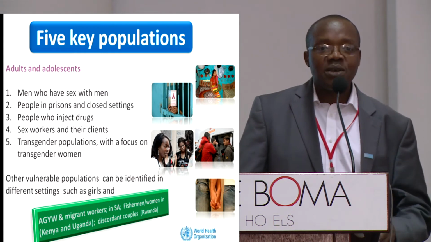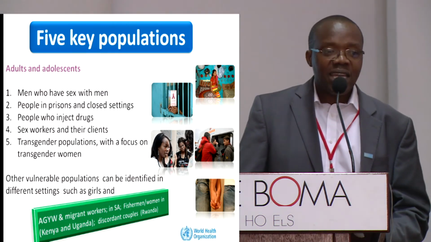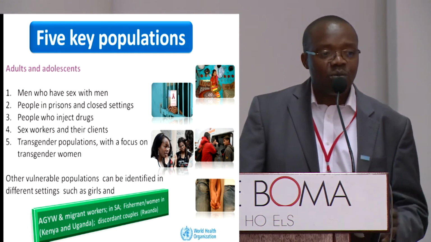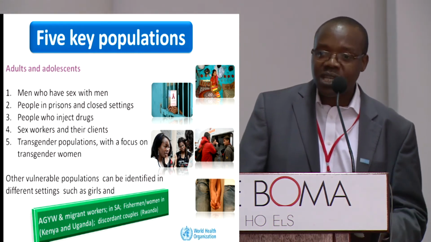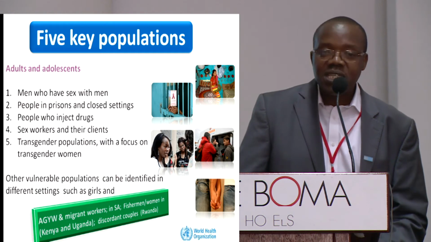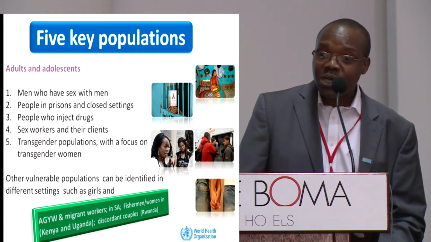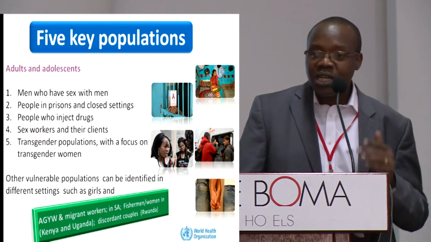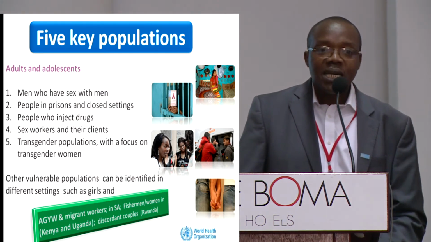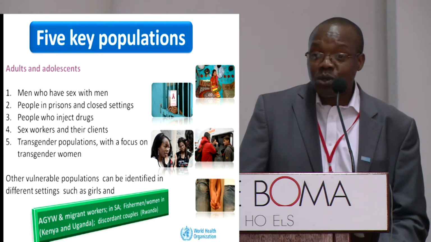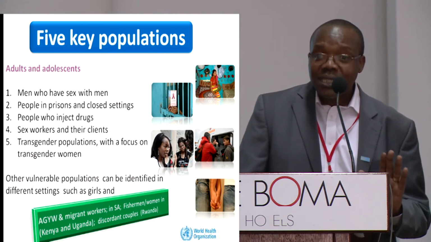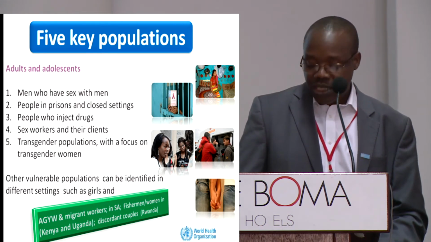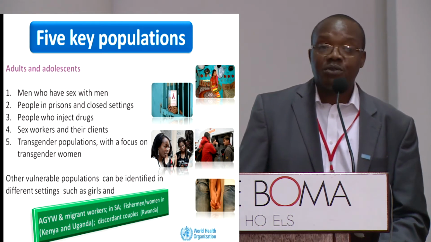For example, in South Africa, adolescent girls and young women and migrant workers are the groups that have been identified. In Kenya, for example, it is fishermen and women along Lake Victoria, and of course the same in Uganda. In Rwanda, for example, discordant couples. So different settings also have additional risky groups that we need to focus on in terms of preventing new infections.